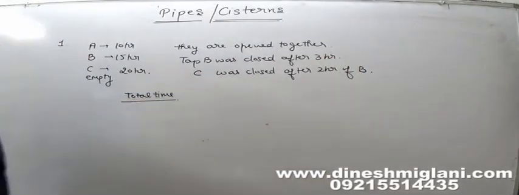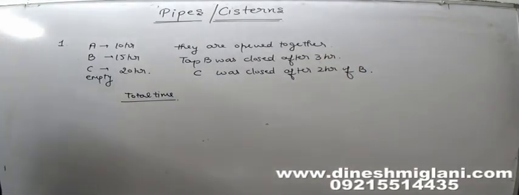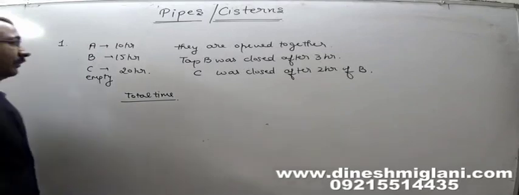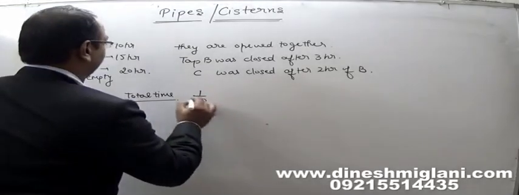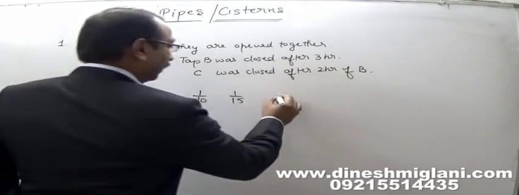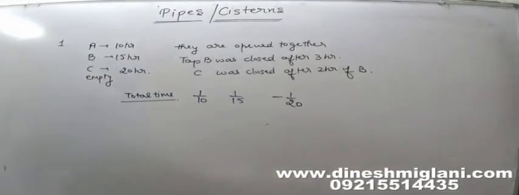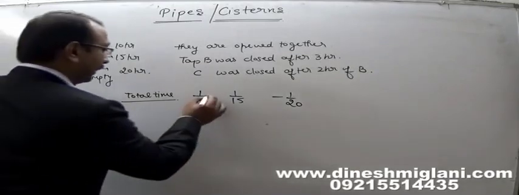They started together. B was closed after 3 hours, and C was closed after 2 hours of B. The question is, what is the total time taken by them to fill the tank? A's 1 hour work is 1 by 10. B's 1 hour work is 1 by 15. And C's 1 hour work is minus 1 by 20. Now think of the question. A was filling from start to end. Let us assume that the total time taken by them is equal to X hours.